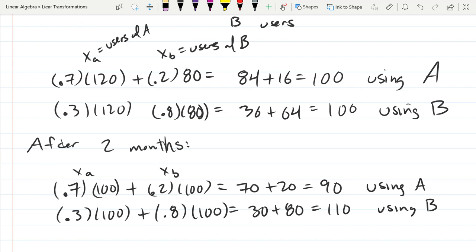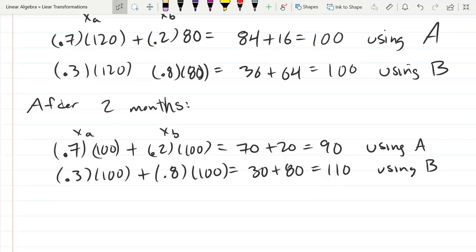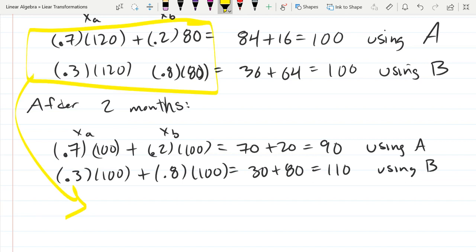So let's solve this in a linear algebra way. Let's just look at the initial linear combinations at the top. We'll just examine that down here.